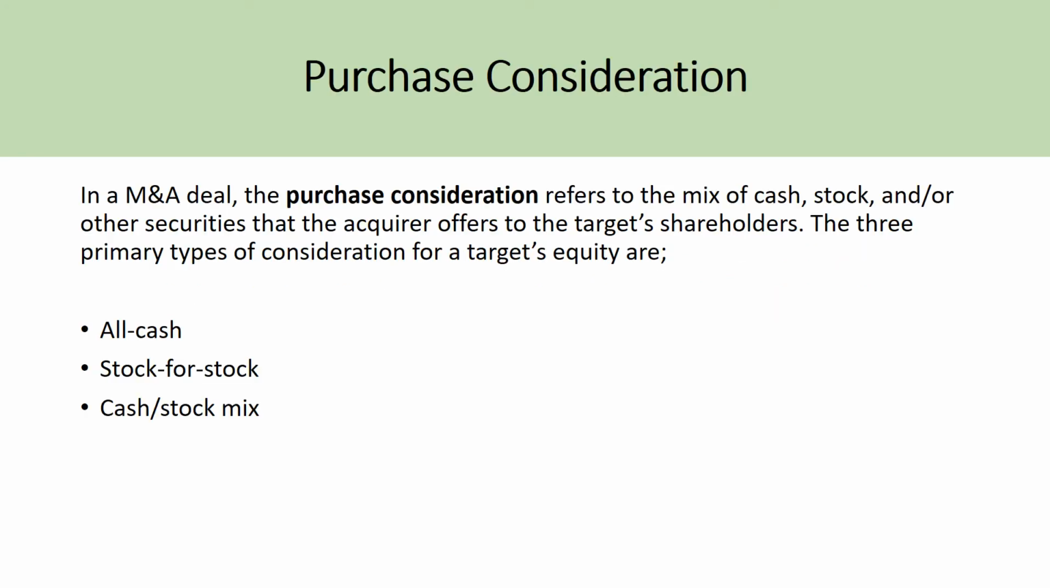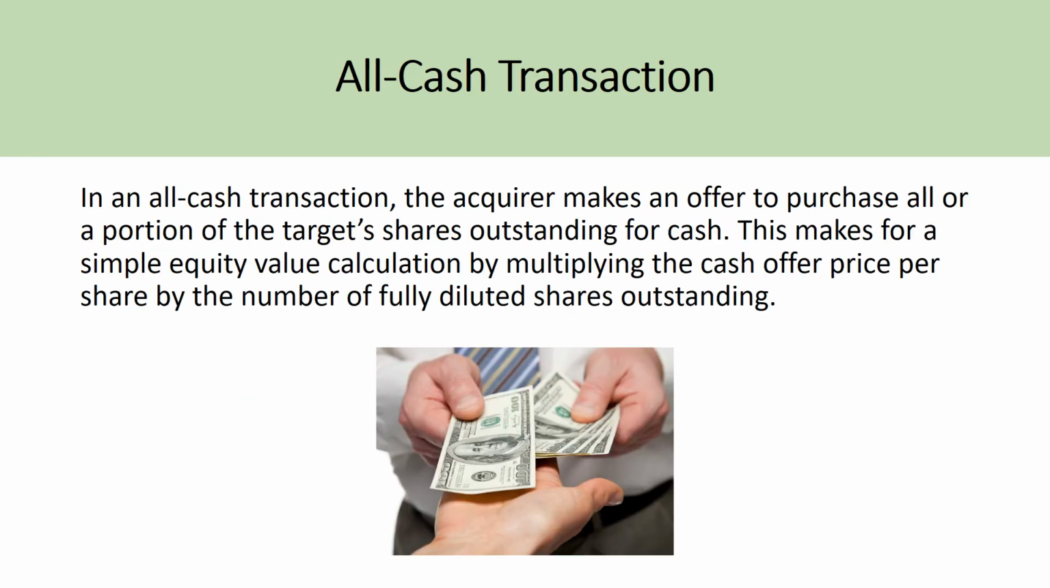Okay? So in an M&A deal, the purchase consideration refers to the mix of cash, stock, and or other securities that the acquirer offers to the target's shareholders. The three primary types of consideration for a target's equity are all cash, stock for stock, and a mixture of cash and stock. Now, in an all-cash transaction, the acquirer makes an offer to purchase all or a portion of the target's shares outstanding for cash.